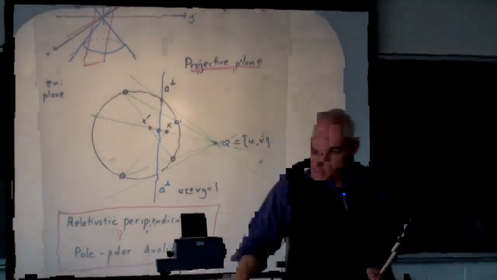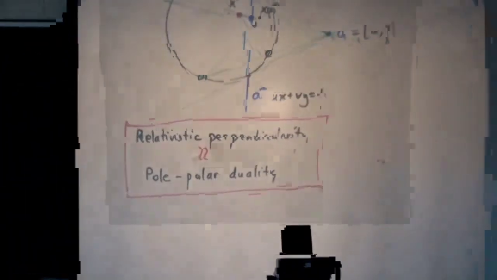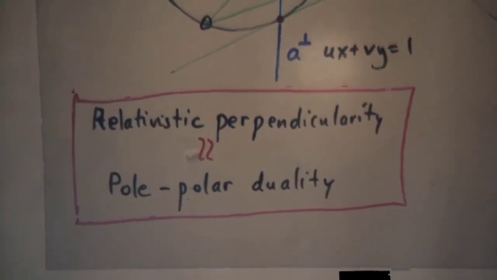And we see that the relativistic perpendicularity is really just a pole-polar duality when we look at it projectively like this.